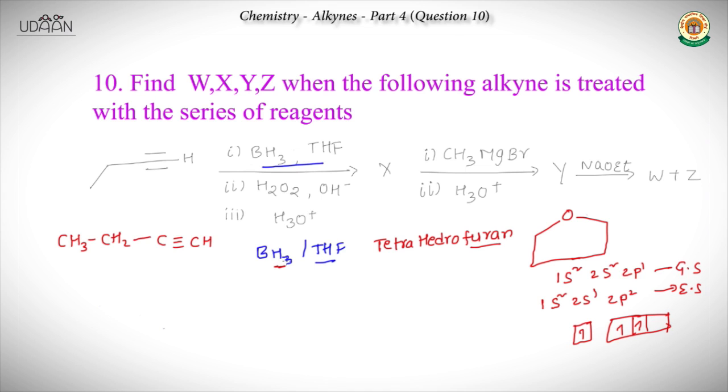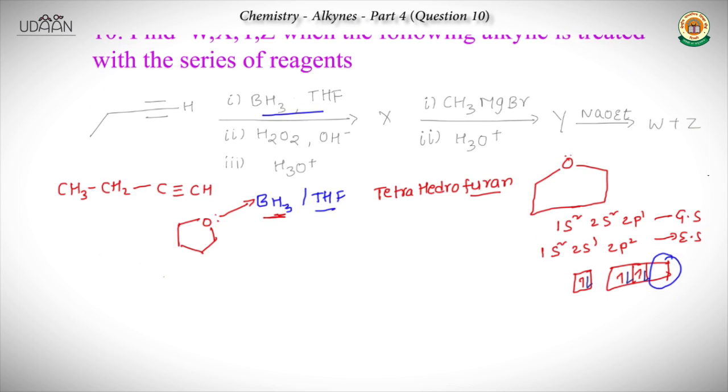Now, it has three hydrogens. With that, it's able to pair these three electrons. But if you see, one orbital is vacant. So it has not fulfilled its octet. Also, you know that oxygen has lone pair of electrons. So it stabilizes BH3 by donating its electrons, that is, it's filling the vacancy. Like this. Now, let's move back to the question.